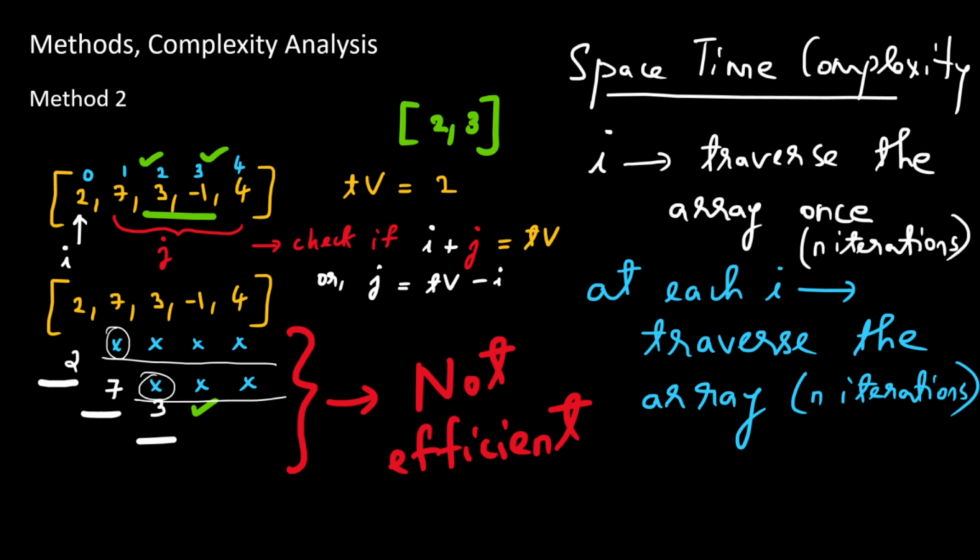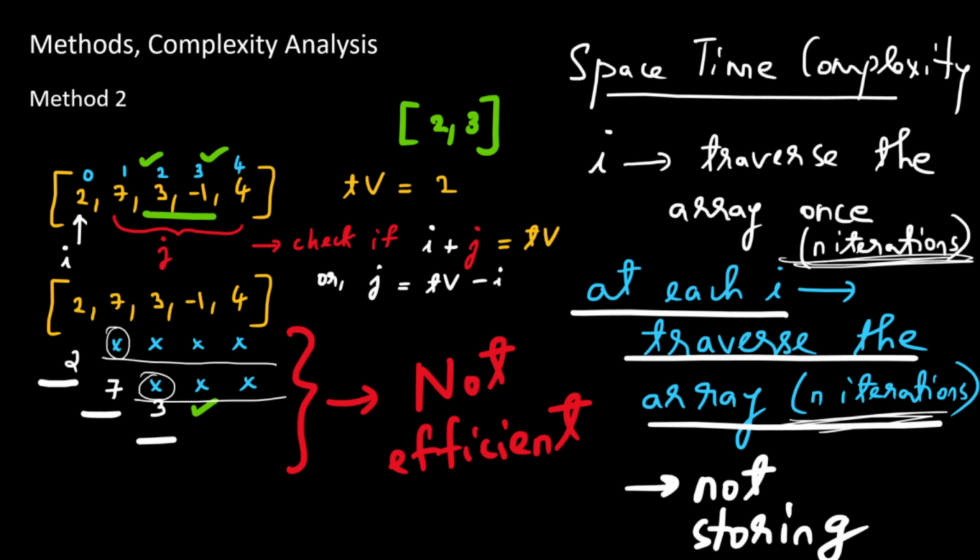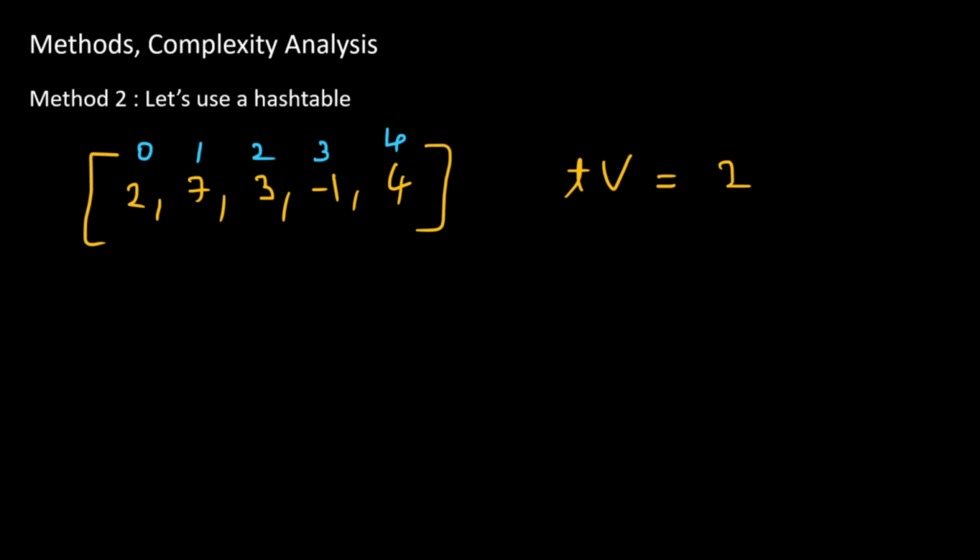Now let's try to avoid this scenario where at each I we were traversing the array again and again. So for each of these n operations we were doing n operations again, right? So that's why the time complexity was O of n square, and the basic reason for this was we were not storing anything. So let's try to store. So we are using some space, but we will try to optimize the time complexity. All right, so let's try to do that.